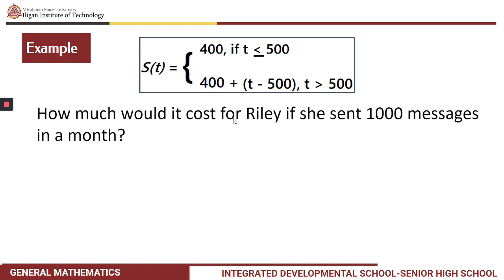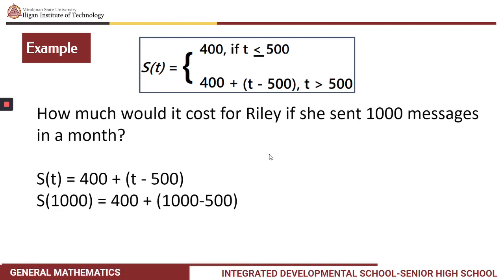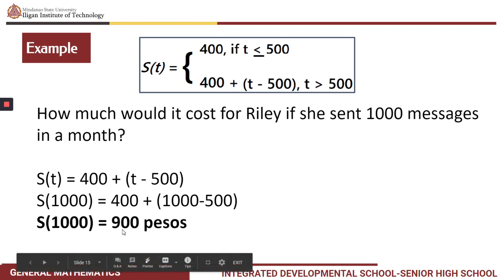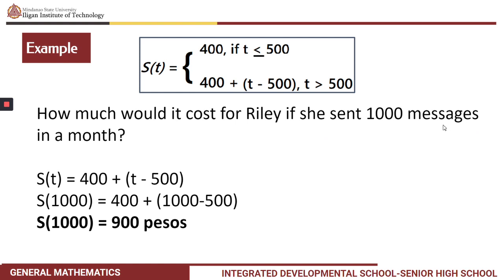So that's why we'll use this second formula or equation, which is S of t equal to 400 plus t minus 500. Next thing to do is to substitute 1,000. Okay, so you'll have S of 1,000 equal to 400 plus 1,000 minus 500. And if you solve it accordingly, you get 900 pesos. So that is now your cost, or what you will pay if you send 1,000 messages. No? If lumagpas ka sa 500 messages ng plan.